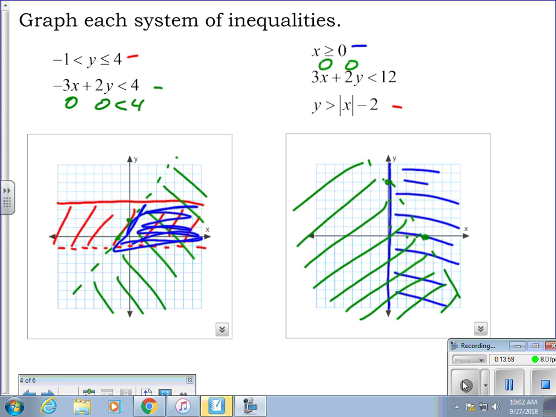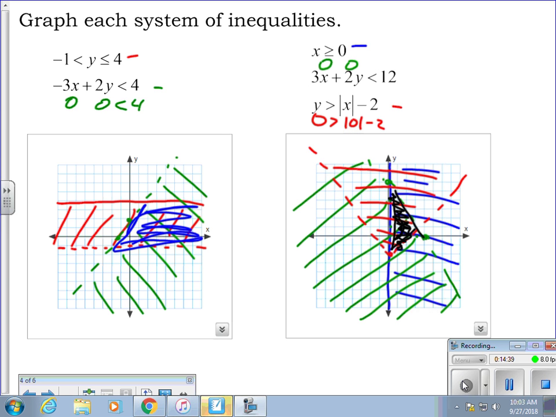When I have to do the last one, I don't have anything with the x, so it doesn't move left to right, and the -2 means I'll move everything down 2. So it goes here to 2, and it's a dashed line going up. And I plug in 0, 0 greater than absolute value of 0 minus 2. Yes, 0 is greater than -2. So it's everything inside the V. So my solution area is right in here. That little triangular space.